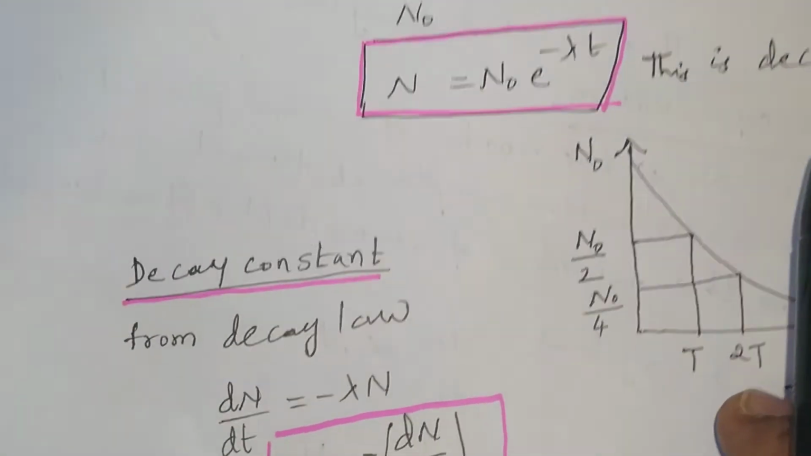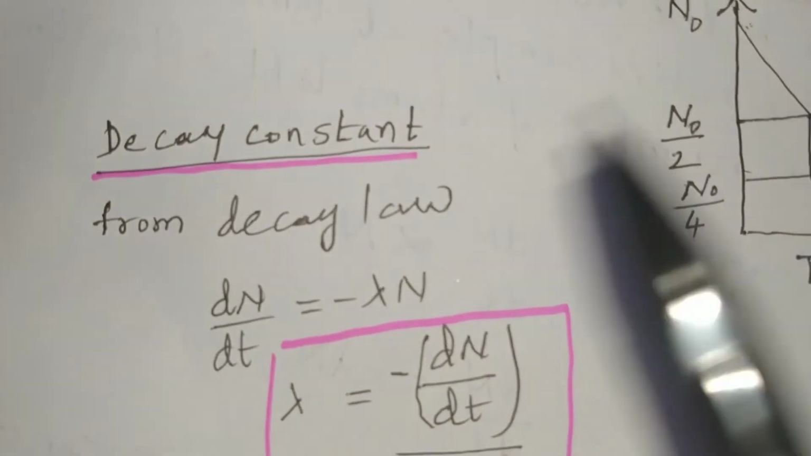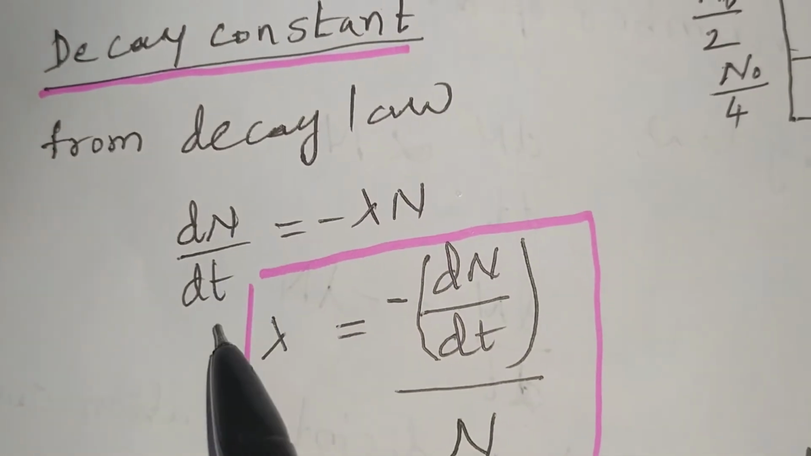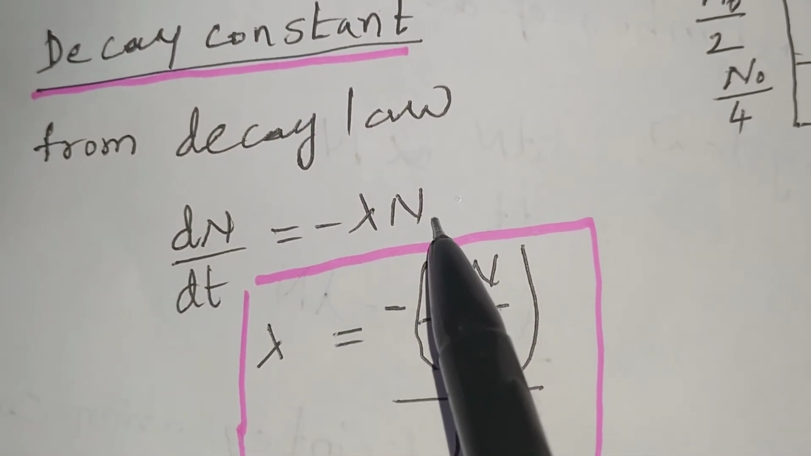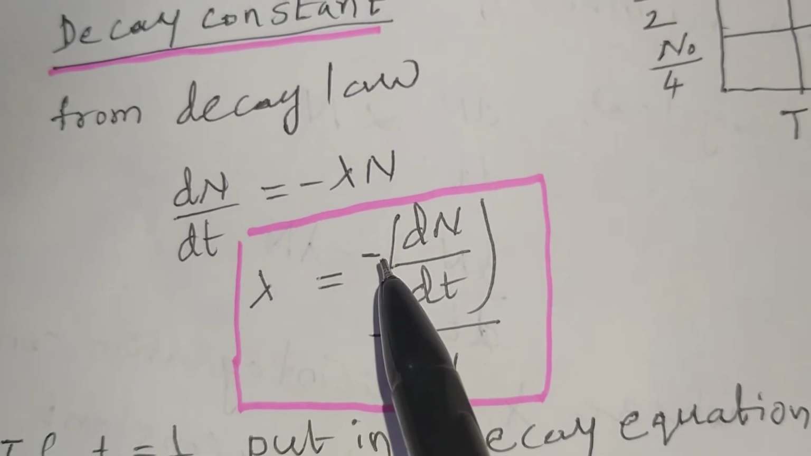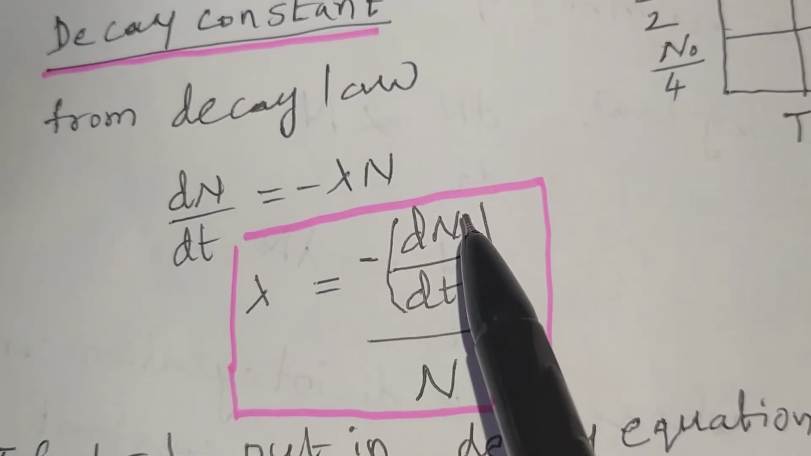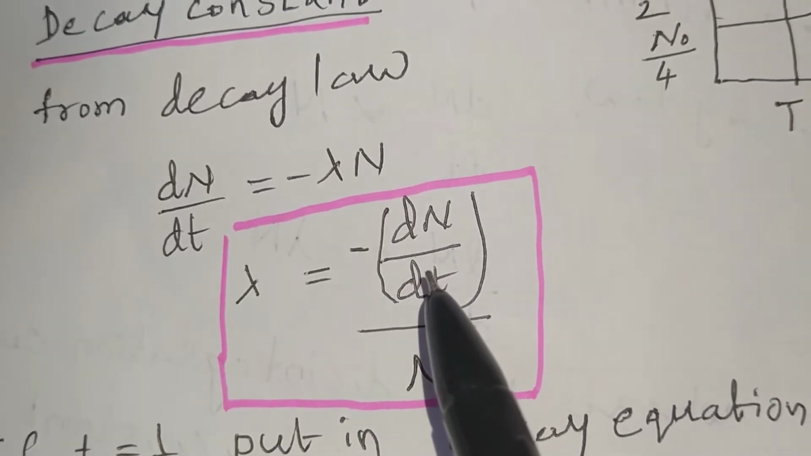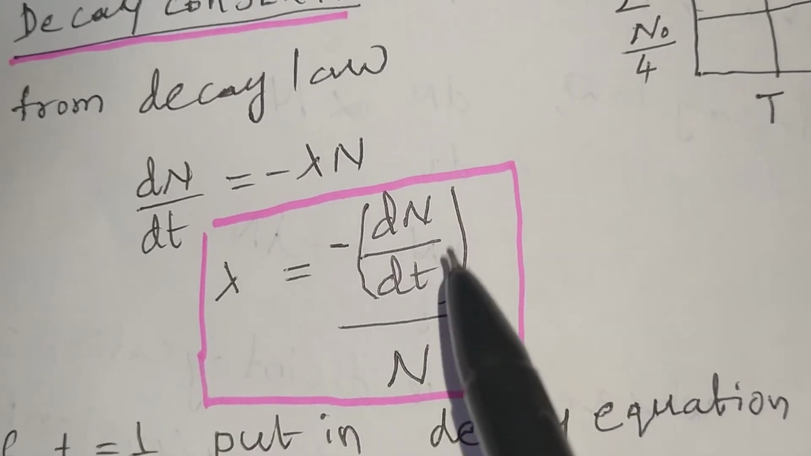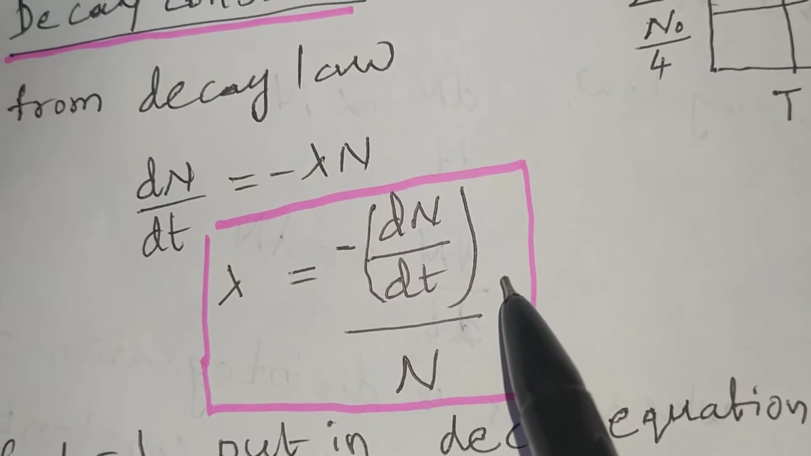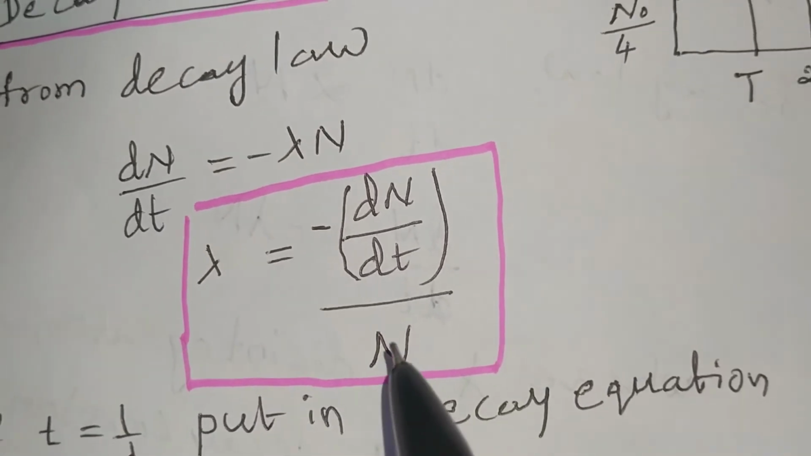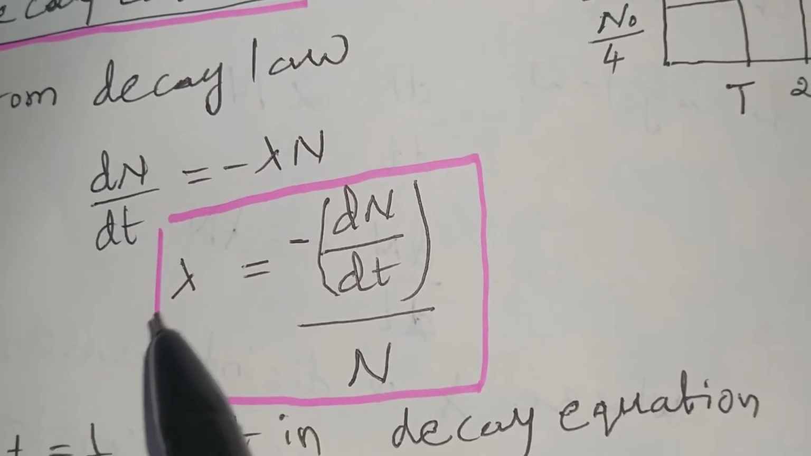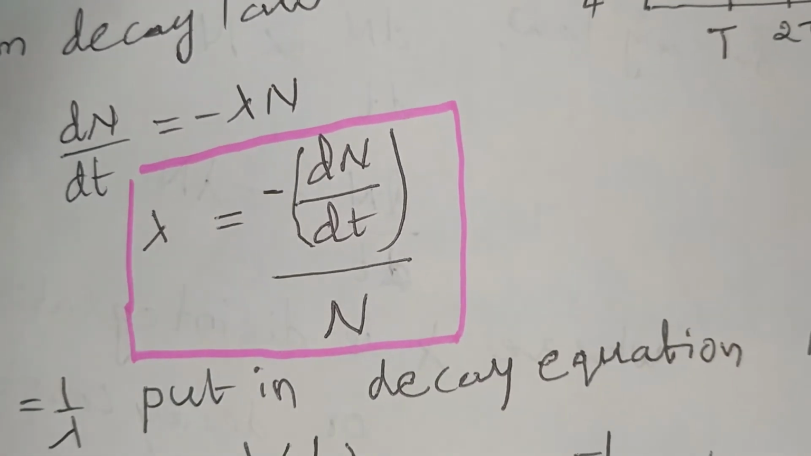Now we define the decay constant. From the decay law, dN by dt is equal to minus lambda N, so lambda is equal to minus dN by dt divided by N. Here, the ratio of the rate of disintegration of the radioactive substance to the number of atoms present in it is called the decay constant.